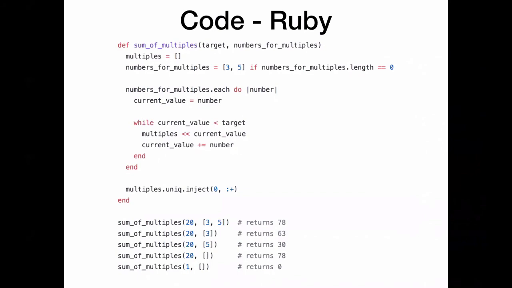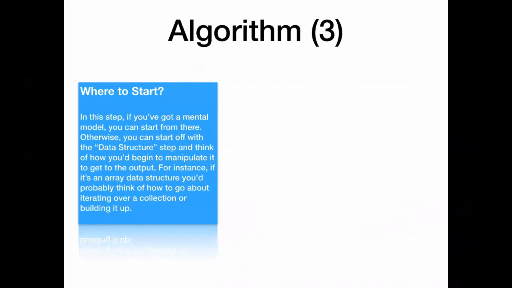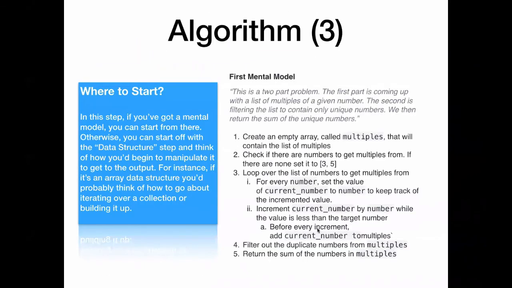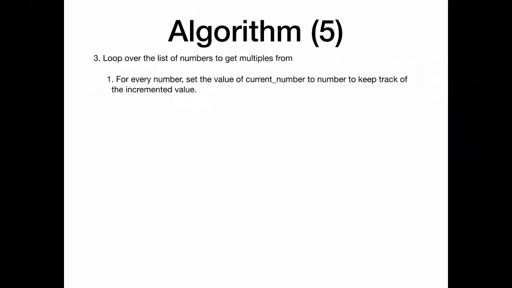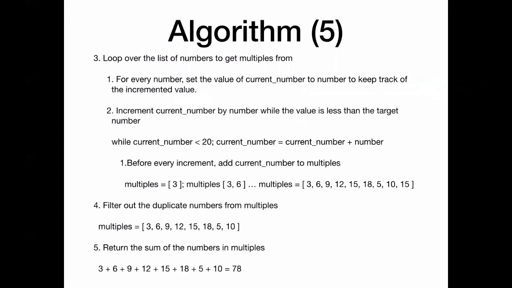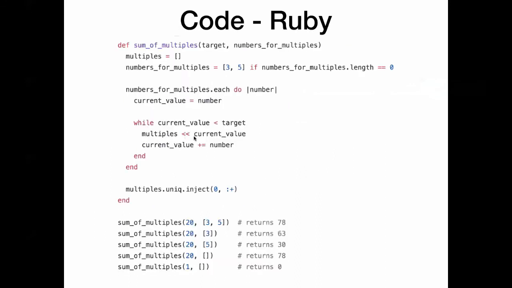And then, if you notice the algorithm, before every increment, we put the value into multiples, and then we increment. Okay, so that's that step. And finally, since it's Ruby, just filtering out the unique values is pretty easy.